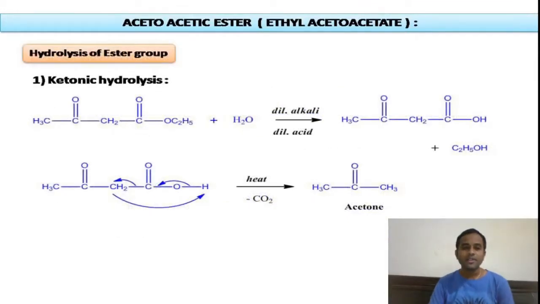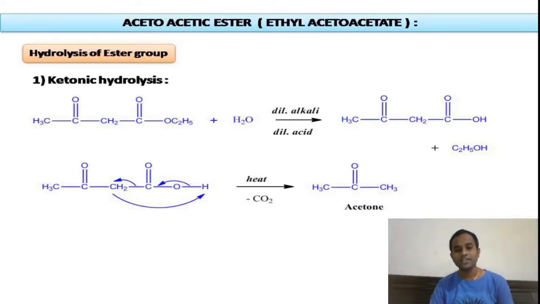right? Coming to the hydrolysis of the ester group. This hydrolysis of the ester group is of two types. The first one is ketonic hydrolysis. You see in the slide, our ethyl acetoacetate, when it is heated in the presence of dilute alkali or dilute acid, undergoes hydrolysis, leading to the formation of a ketone, that is acetone, right?